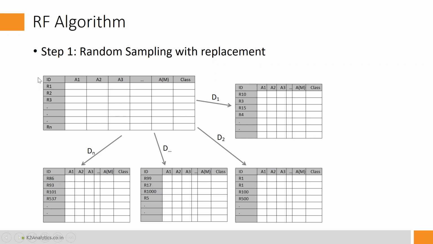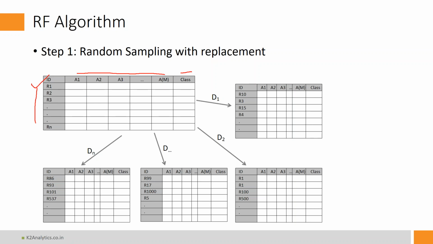Okay. So, let us try to understand the algorithm. There are 3 steps in the algorithm. First step, this is the data. I've got my independent variables. And this is my target variable. I labeled it as class. Any issues here? And I have got n number of rows.